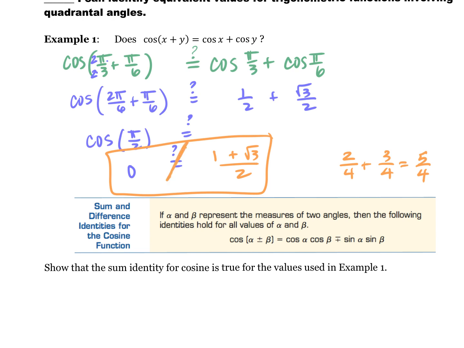No. So I want you to go back in between every equal sign. We put a slash through it. Those do not equal. Do I wish they did? Absolutely. Because they don't, anytime we have two angles being added or subtracted here, we cannot do this. Look what we have to do.